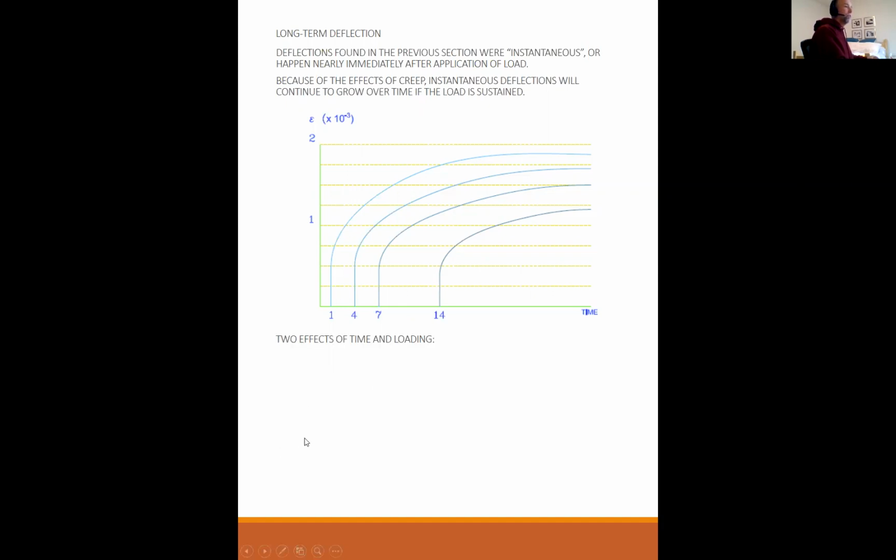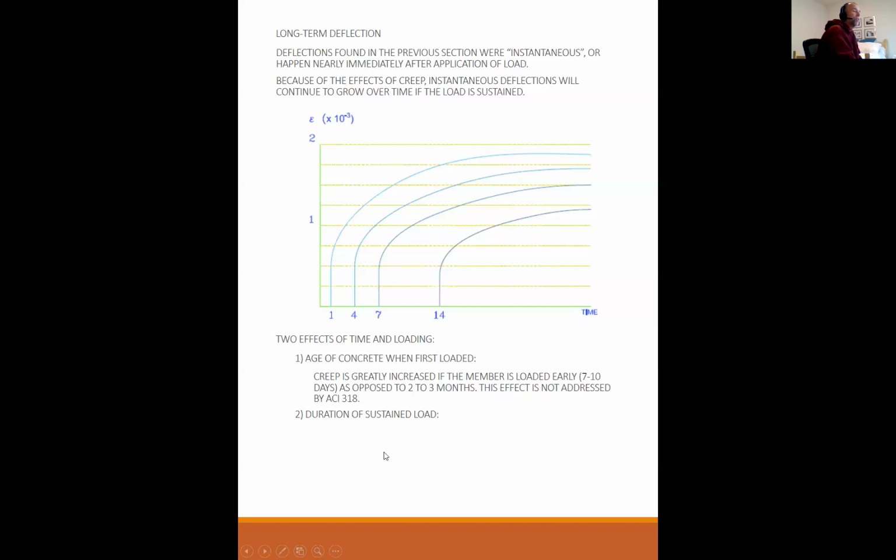So the two effects of time and loading: the age of concrete when first loaded has a dramatic effect on the total long-term strain. And creep is greatly increased if the member is loaded early, 7 to 10 days, as opposed to 2 to 3 months. However, this effect is not addressed by ACI 318. There's no calculating factors for that in the code.